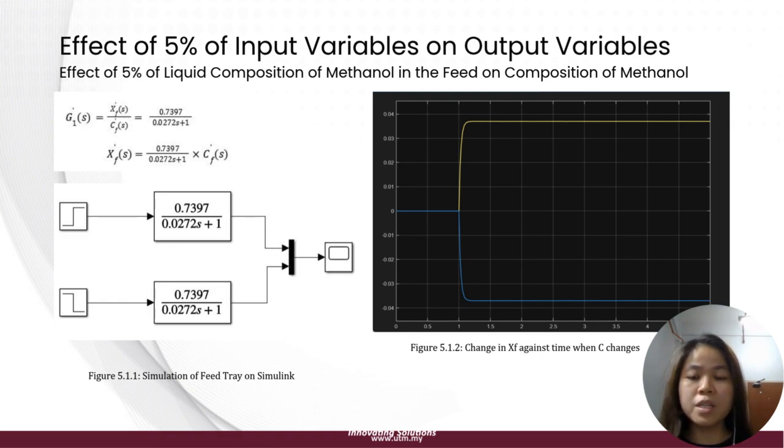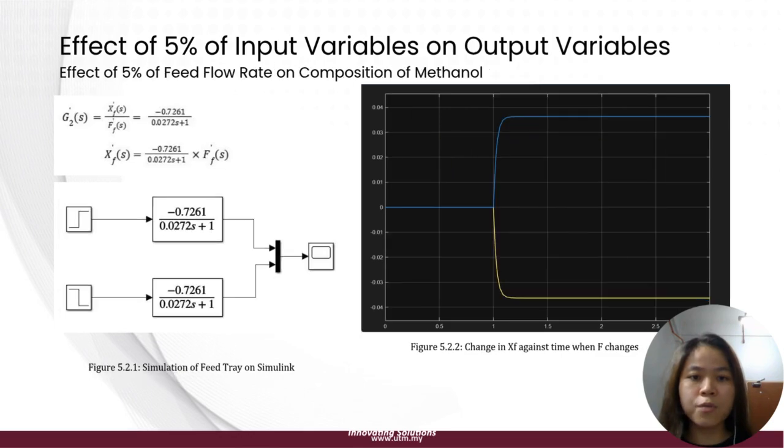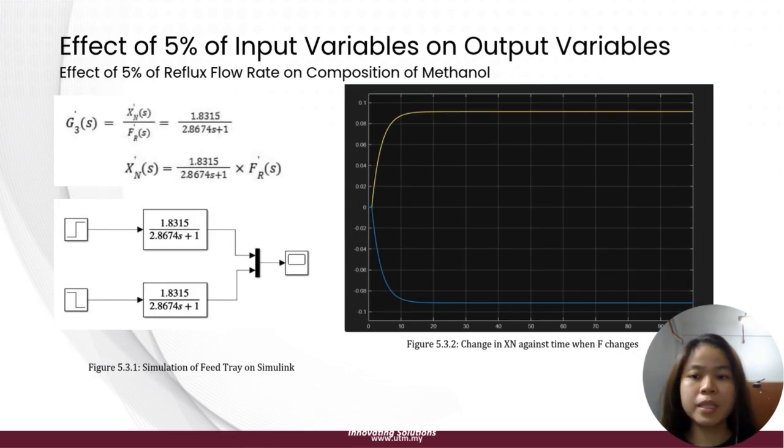We then use MATLAB Simulink to simulate the effect of a 5% step change in input variables. For example, we studied how a small increase in feed composition, feed flow rate, or reflux flow rate impacted the methanol purity. From this simulation, we can observe how long the system takes to stabilize and how sensitive it is to each variable.